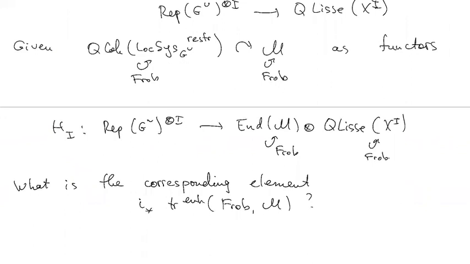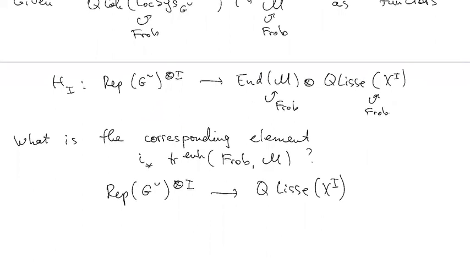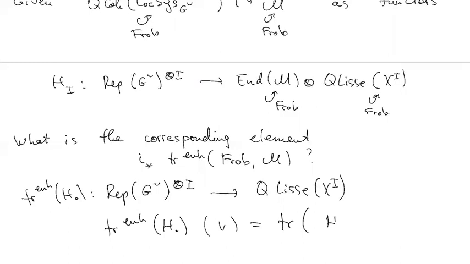And the point is it has a pretty explicit description. What kind of thing are we supposed to describe? We're supposed to describe a corresponding functor, a collection of functors, from Rep G check tensor I, mapping into QCoh of X to the I. Let me call it trace enhanced of h dot. And so the answer is that h dot looks like this. If I have some v, this is just the trace of h I of v composed with Frobenius, acting on my category M. So these kinds of things have a pretty explicit description.